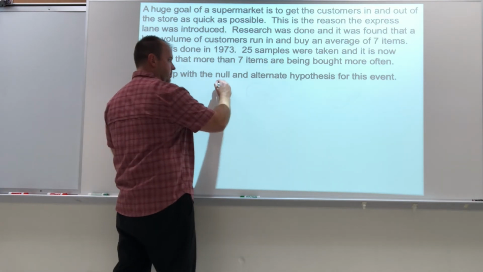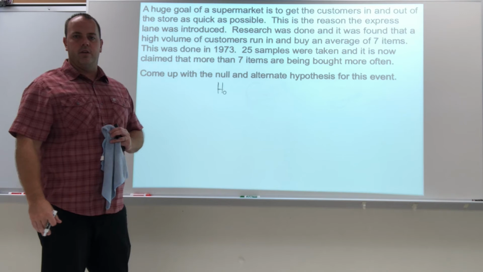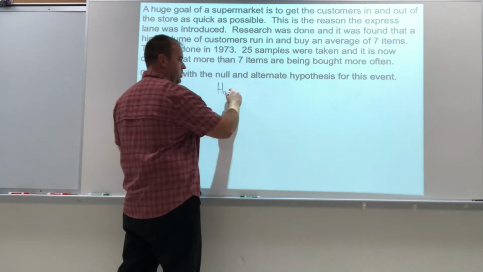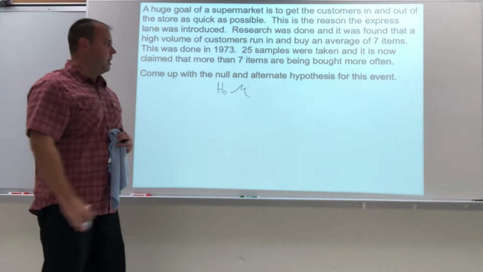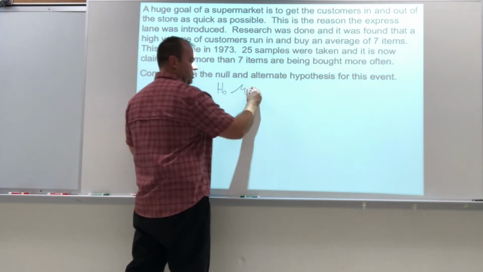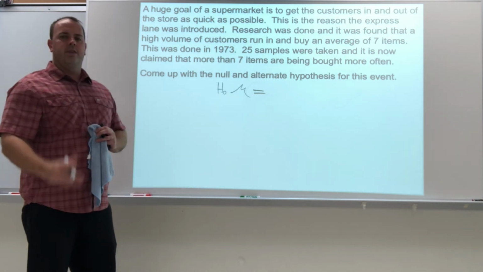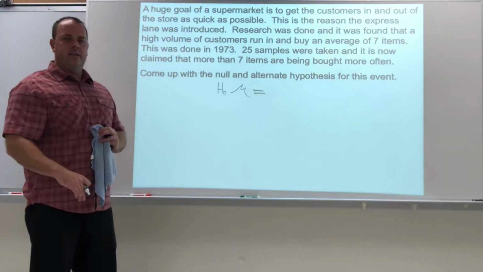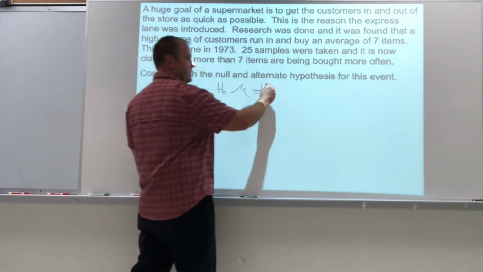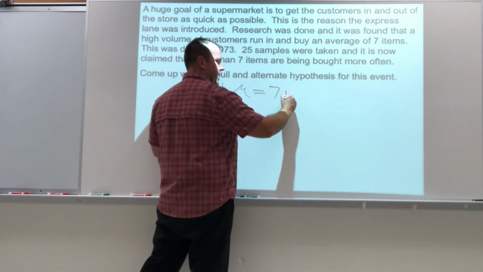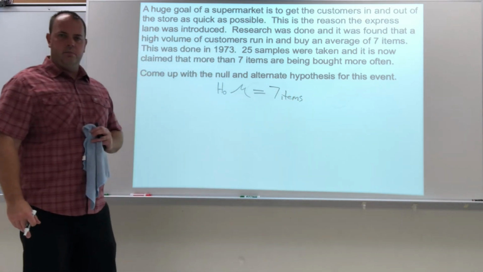So I'm going to start off with my null. It has in there that it's an average, so we know it's going to be the mu symbol. So we have our mu symbol there, and the null is always equal to. We think back then in 1973, it was 7 items. That's the baseline that we think it is, and we want to see if it's changing from there. So I'm just going to label it mu equals 7 items.